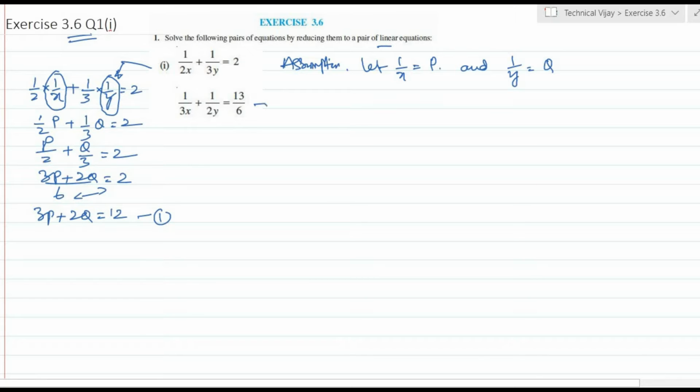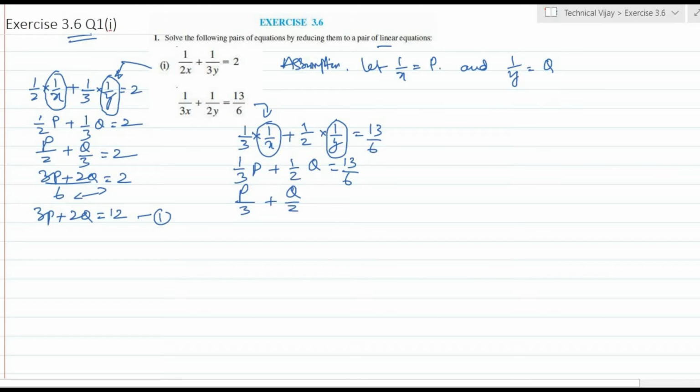In the same way, this one we can write as 1 by 3 into 1 by x plus 1 by 2 into 1 by y is equal to 13 divided by 6. So here 1 by x we will substitute as p and 1 by y we will substitute as q. So 1 by 3 p plus 1 by 2 q is equal to 13 divided by 6. So here p by 3 plus q by 2 is equal to 13 divided by 6. So here 6 is the LCM. So 2p plus 3q is equal to 13 divided by 6.